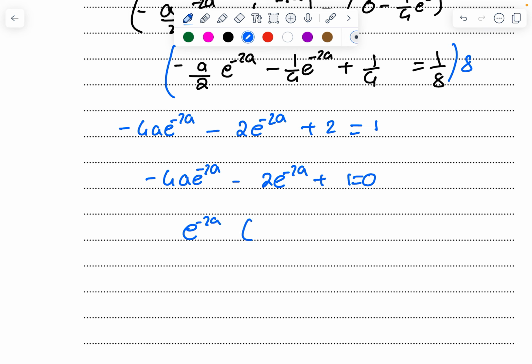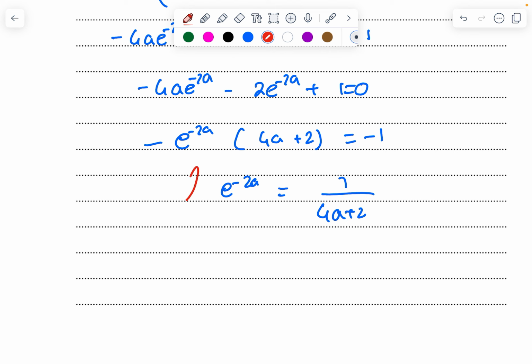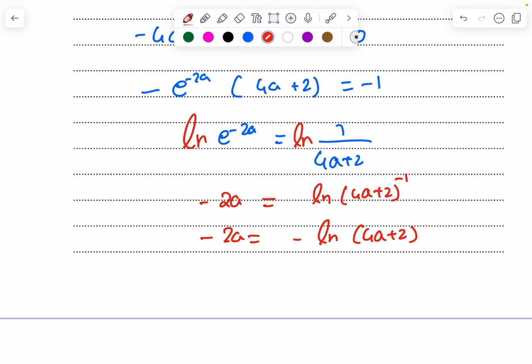e power negative 2a common, minus 4a minus 4a common, means also plus 2 equals minus 1. So e power minus 2a equals 1 upon 4a plus 2. Apply ln on both sides. So negative 2a equals ln of 4a plus 2 to the power of minus 1. So negative 2a equals negative ln of 4a plus 2. Negative negative cancels. So a equals 1 upon 2 ln of 4a plus 2.